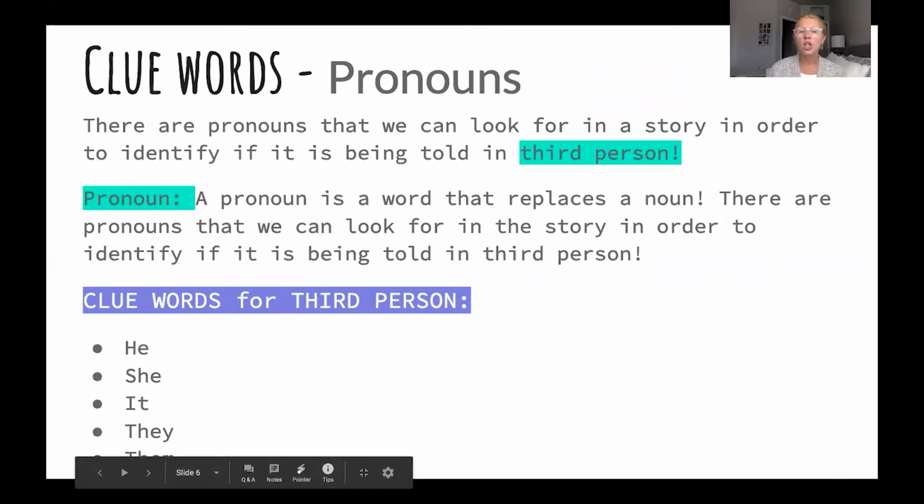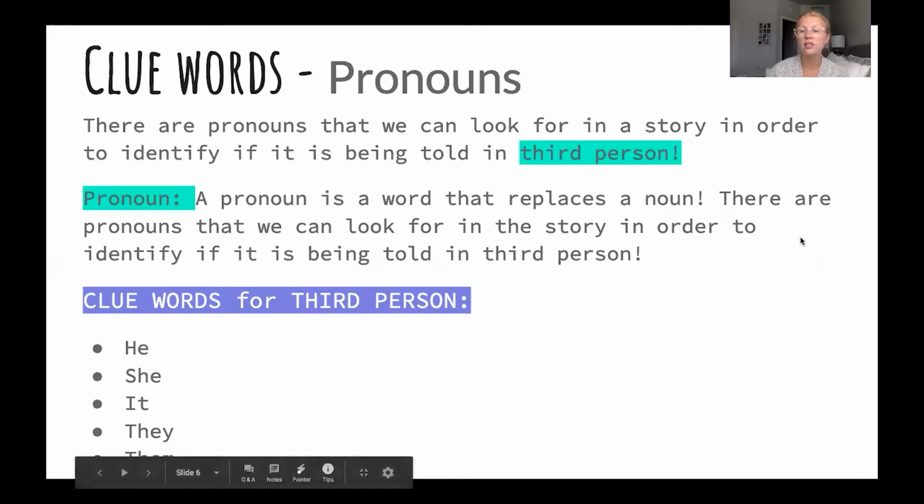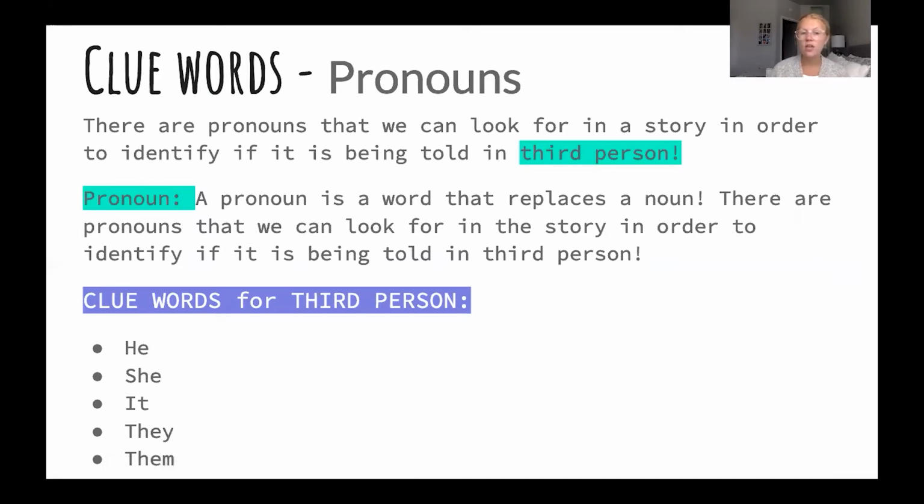So these are some clue words that we can look for within a text or a story to find out if this text is being told in third person. And the words that we are looking at are pronouns. There are pronouns that we can look for in a story in order to identify if it is being told in third person. Let's review the definition of pronoun in case we don't remember it.